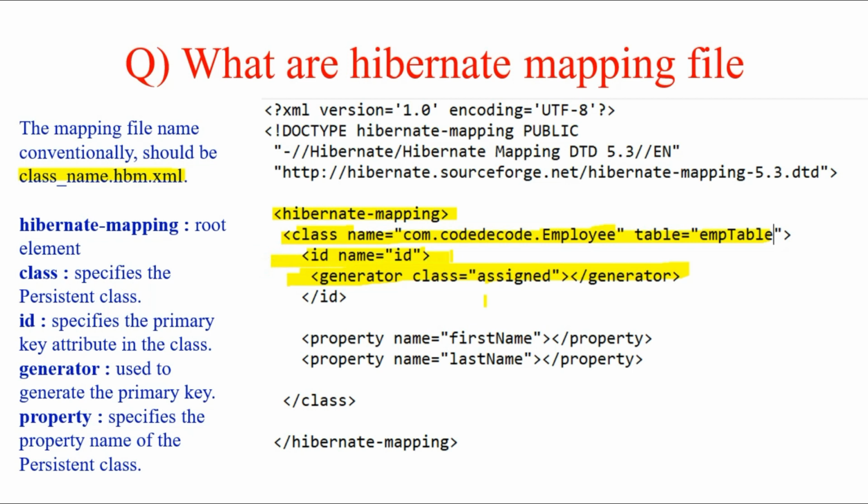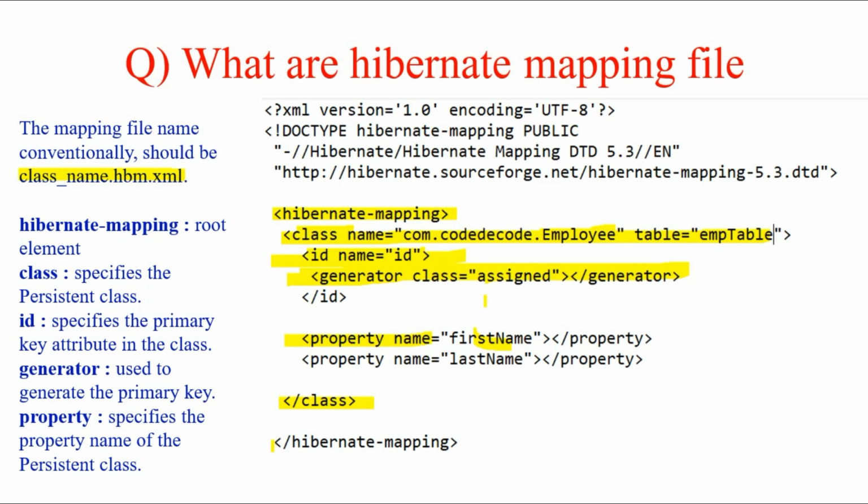Now, parallel to ID you have the property child. This property child is used to specify the property names of the persistent class. For example, first name should be persistent, last name should be persistent. So that was all the children of the class tag.